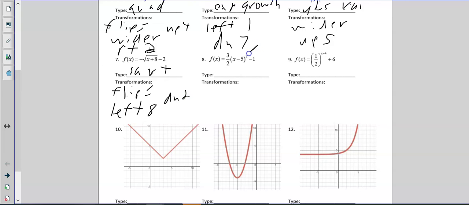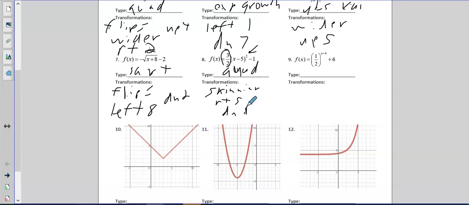Number 8, a lot going on. This is a quadratic. The 3 halves. Now be careful with this one. 3 halves, remember, it's improper fraction. It's 1.5. So it's not wider, it's skinnier or narrower. The minus 5 inside lies, so that's right 5. And minus 1 is down 1.